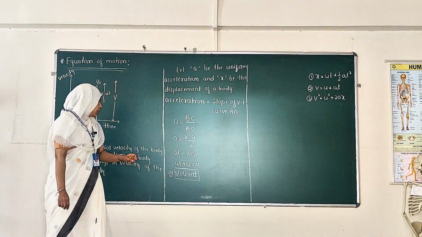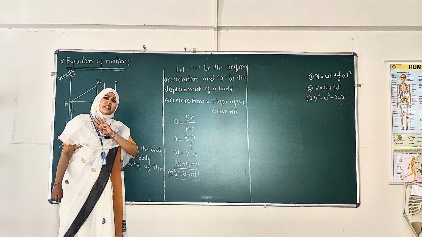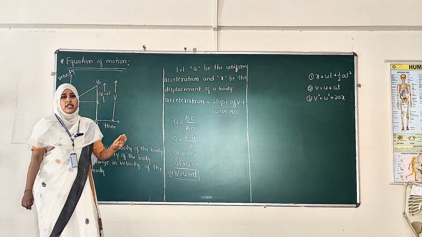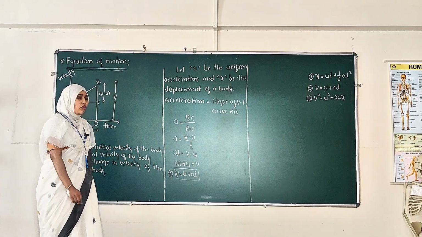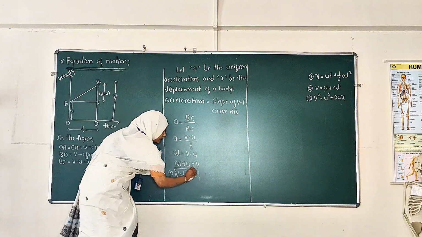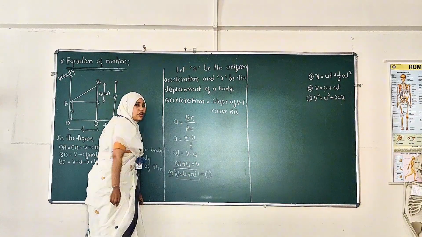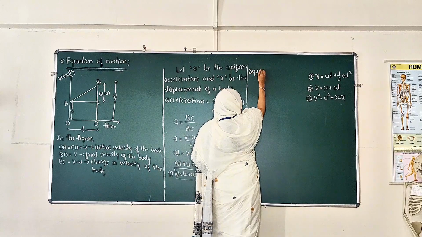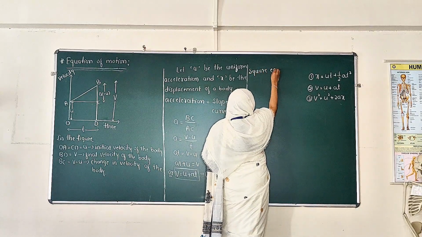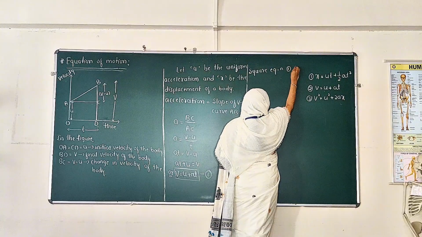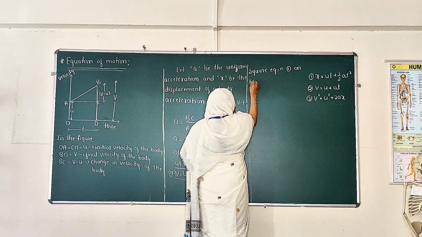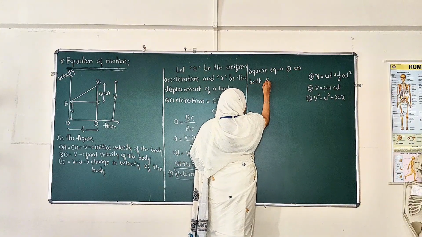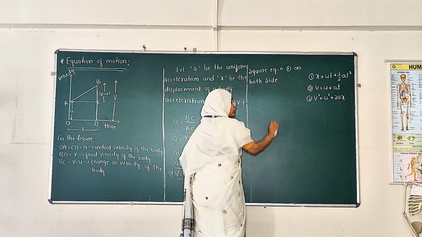To derive this equation, up to this we have to write the same as it is, then two to three steps are extra that we have to do. What is the next step? Name it equation number 1. Square equation 1 on both sides. We have to square equation 1.